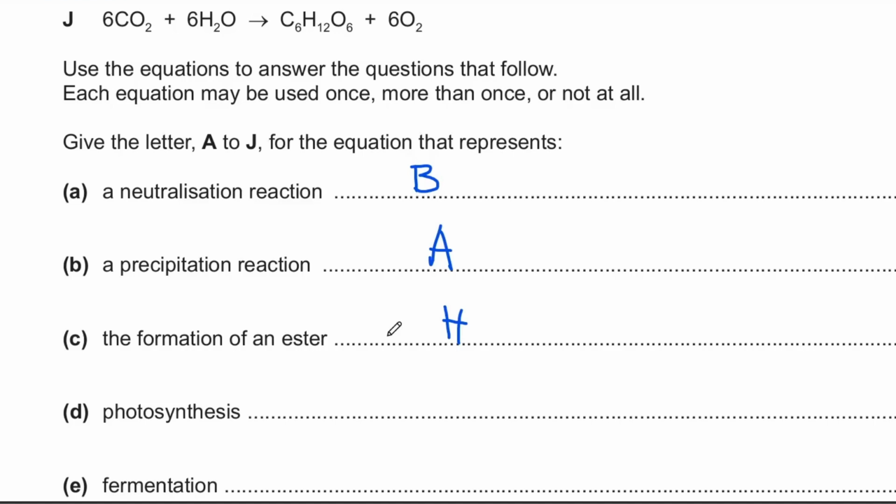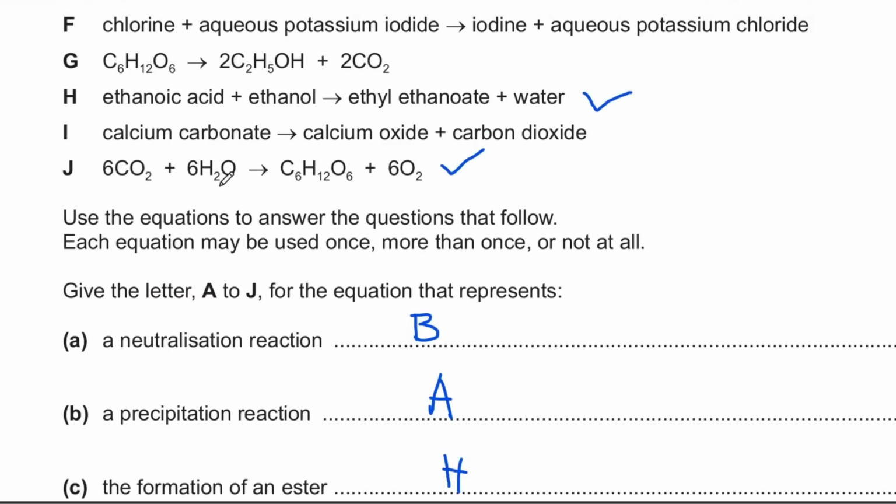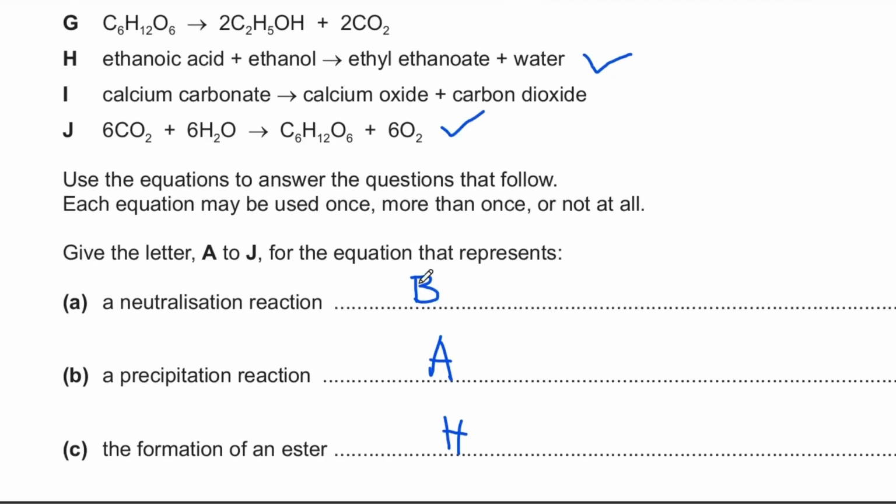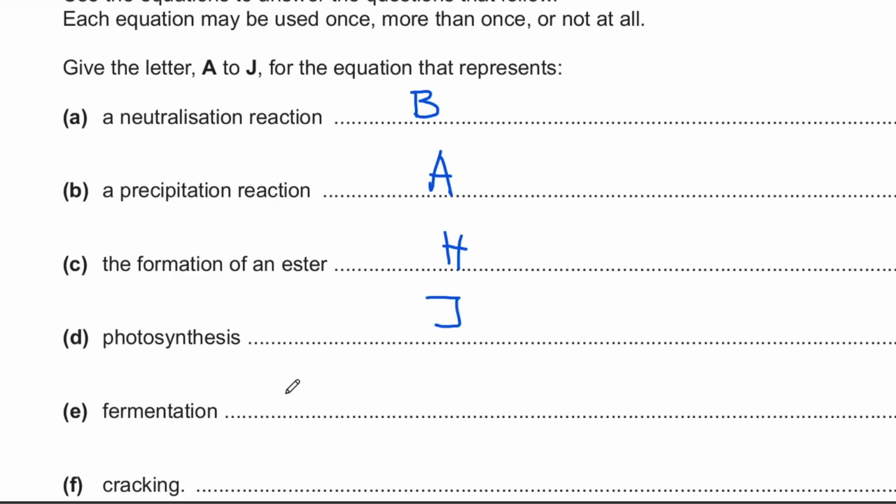Okay. Next is photosynthesis. Now this one should be familiar. For photosynthesis, we have carbon dioxide and water giving glucose and oxygen, and that will be J. So J is photosynthesis.